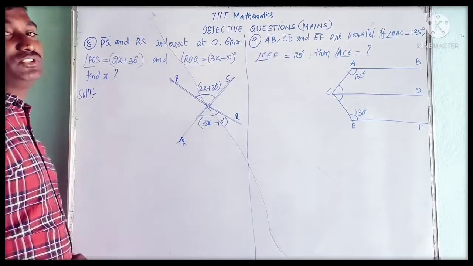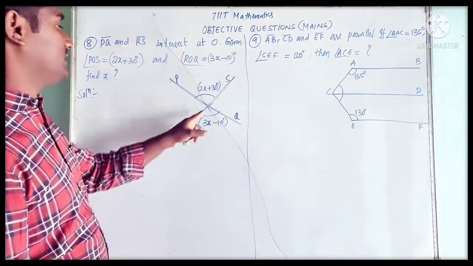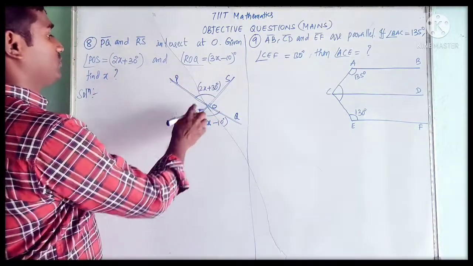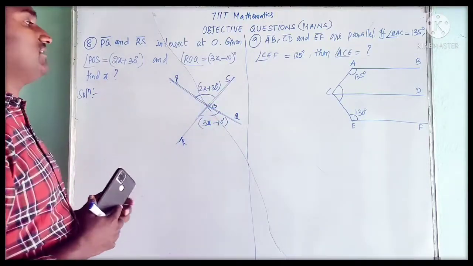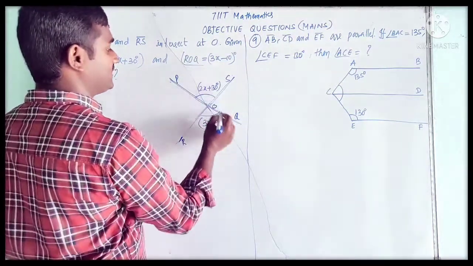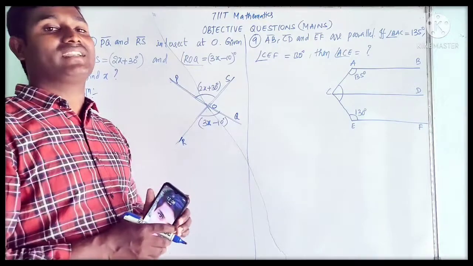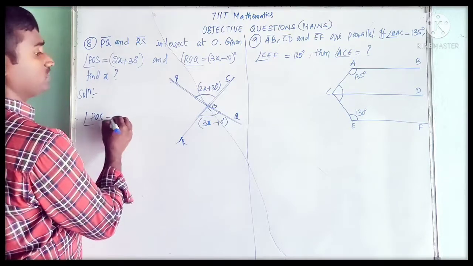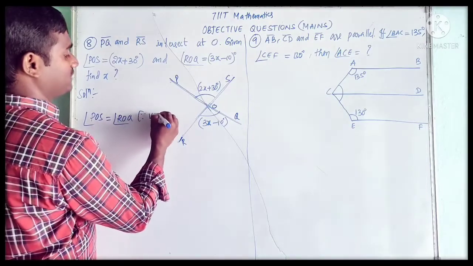Now I am going to discuss the 8th question. PQ and RS intersect at O, and given angle POS equals 2x plus 30 degrees and angle ROQ equals 3x minus 10 degrees, find the value of x. From the figure, angle POS and angle ROQ are vertically opposite angles. Vertically opposite angles are always equal, so angle POS equals angle ROQ.